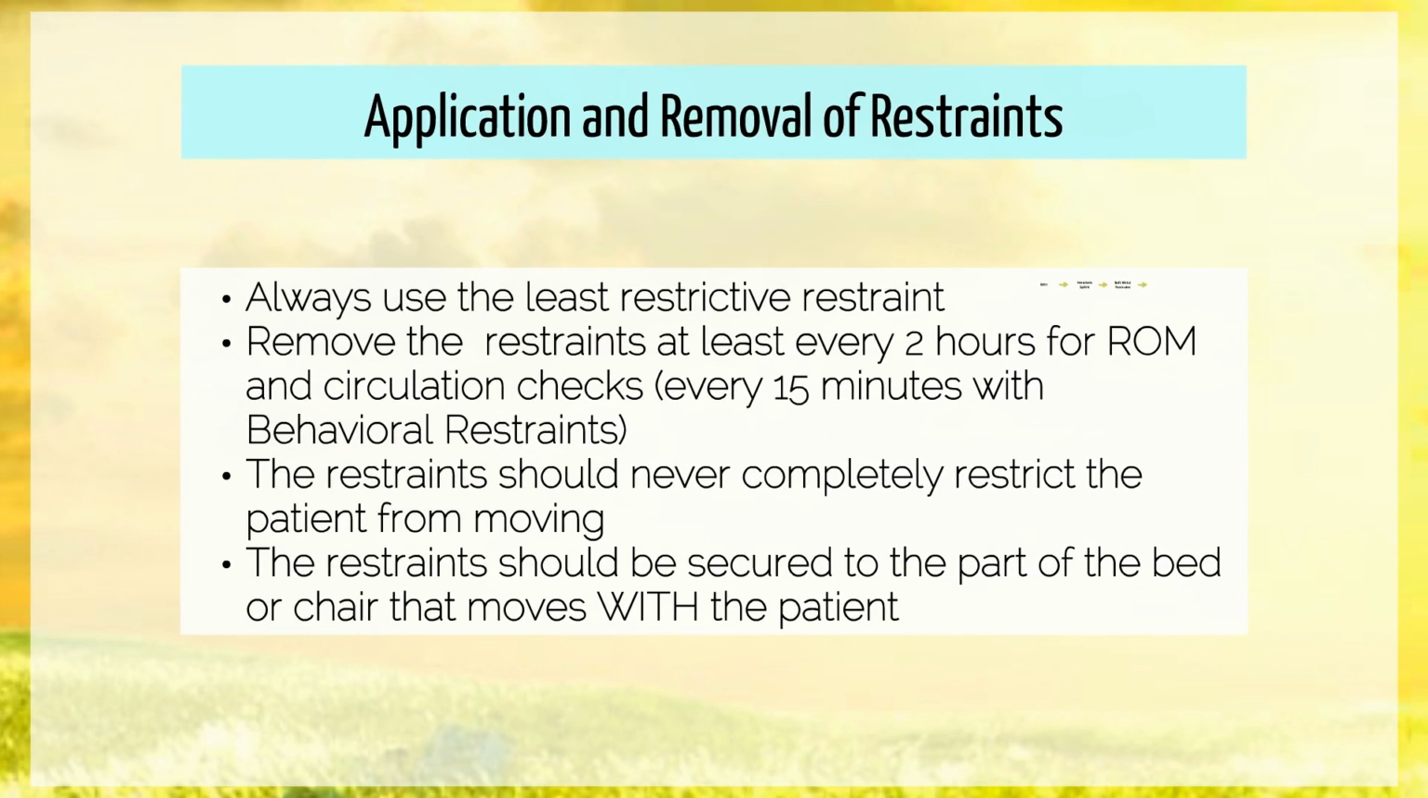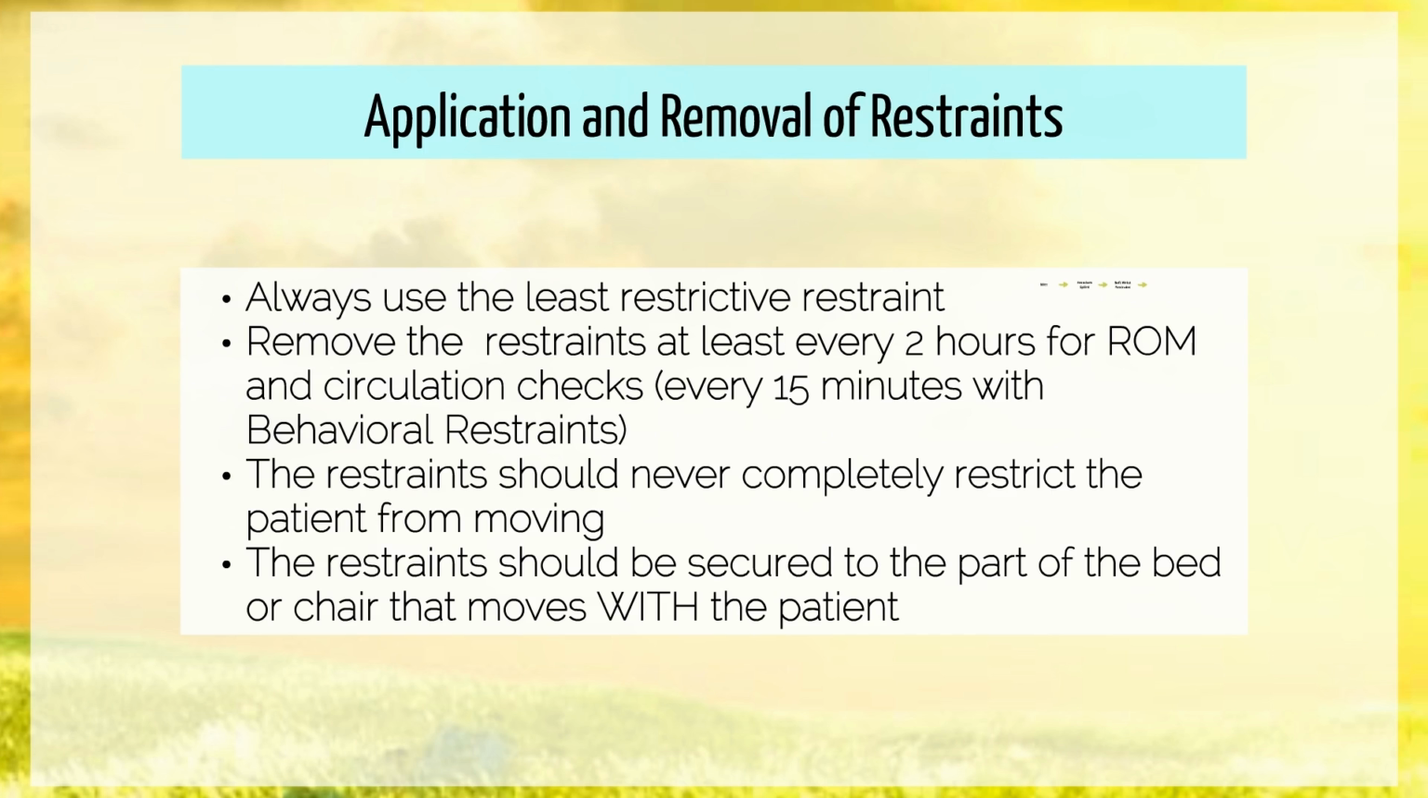Remove the restraints at least every 2 hours. This is important to do range of motion exercises and to check their circulation. If the patient's in behavioral restraint, the circulation checks need to be done more frequently. Removing the restraints to do range of motion and ADLs is not considered a trial release. We don't do trial releases anymore. We don't take restraints off to see if the patient's ready to be out of restraints. As soon as the patient meets criteria for removing the restraints, then we're going to remove the restraints. If we need to put the restraints back on because the behavior continues, then we start the whole process over and get a new order for that. And the nurses would be calling the physician and getting that order.